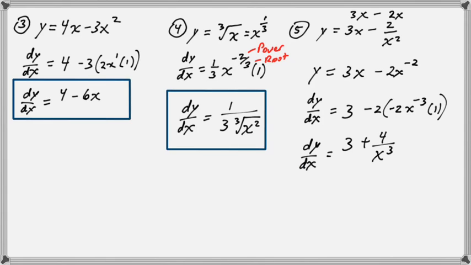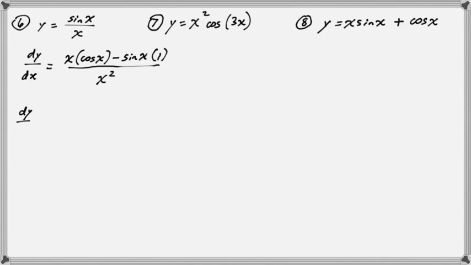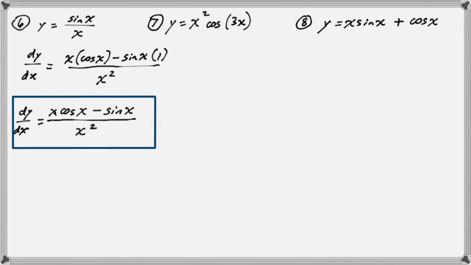So these should be the answers for 3, 4, and 5. Okay, after 5 we're going to try 6. It's a quotient, so I'm going to do the quotient rule. The quotient rule says the bottom times the derivative of the top minus the top times the derivative of the bottom, all over the bottom squared. So that makes this into x cosine x minus sine x, the whole thing over x squared. It's just a quotient rule.